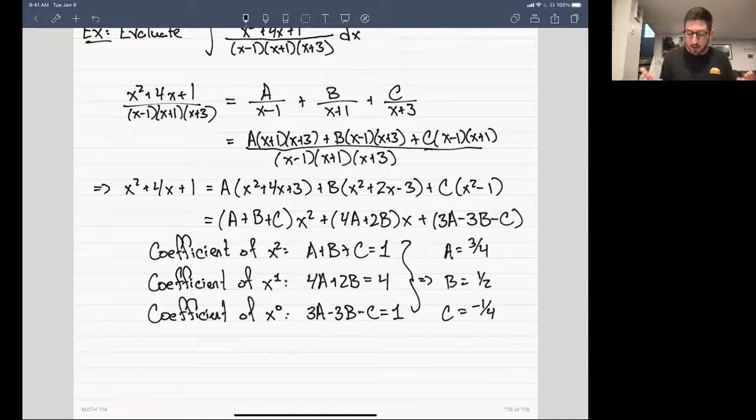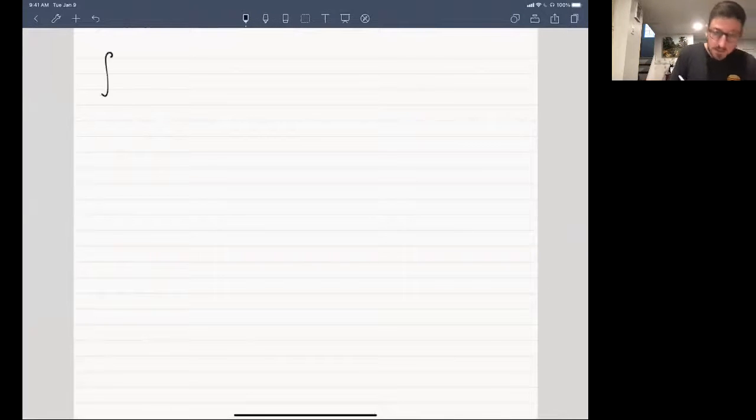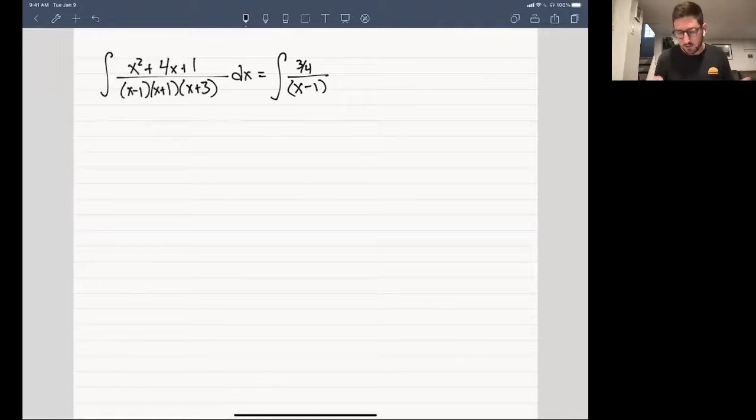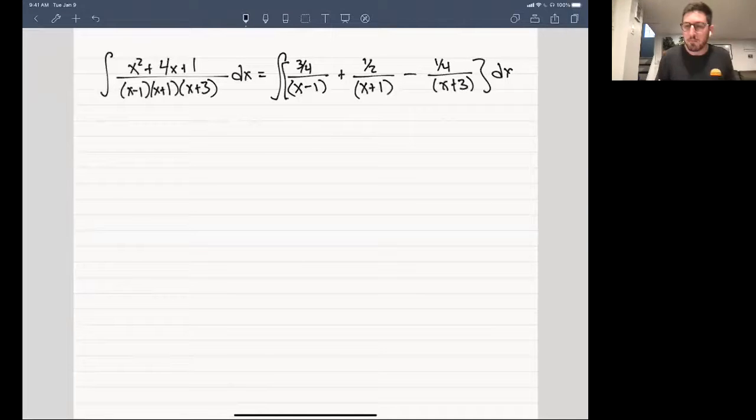Okay, now that I know what A, B, and C are, I've broken up my big quotient into partial fractions. So let's go back to the integral. We have this completely atomized rational function. So let me start fresh here. This tells me that my integral of x squared plus 4x plus 1 divided by x minus 1, x plus 1, x plus 3 dx is the same as the integral of 3/4 over x minus 1. I'm leaving the 3/4 up there just so that we can emphasize that was A. Plus 1/2, same thing, emphasize that was B, over x plus 1, and then minus 1/4 over x plus 3. The minus comes from the fact that C was equal to minus 1/4.